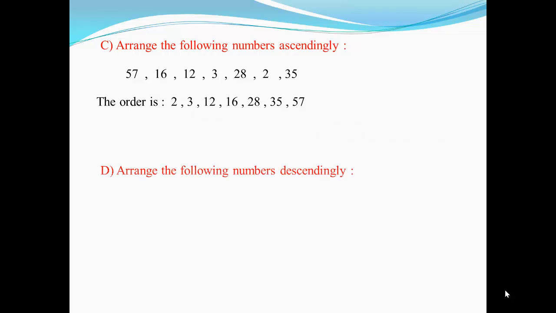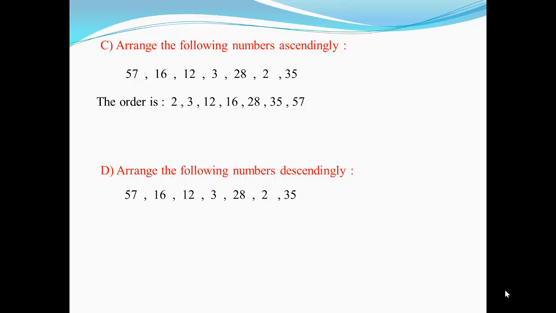Question number D. Arrange the following numbers descendingly. In descending order, I arrange numbers from the greatest to the smallest. Very good. Let me see the numbers: 57, 16, 12, 3, 28, 2, and 35. If I'm checking for the greatest, I look at the two-digit numbers. What is the greatest number here? The greatest number is 57. For sure, I start from the greatest, 57.